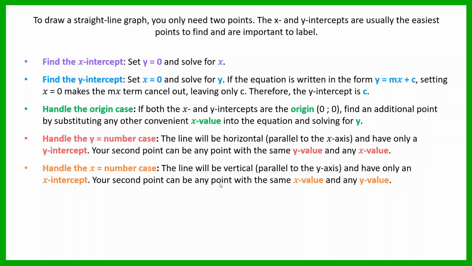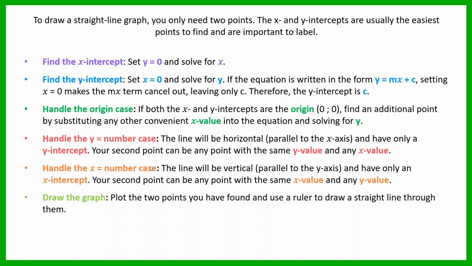Then you'll have your extra point that you can use to plot your graph. Once you've got your 2 points, it could be 2 points which are the x and y intercepts, or it could be one intercept, whether it's the origin, a y-intercept or an x-intercept, depending on what case you're working with, and another point. Once you've got your 2 points, you then go and draw the graph. You plot the points that you have found and you use a ruler to draw a straight line through them.